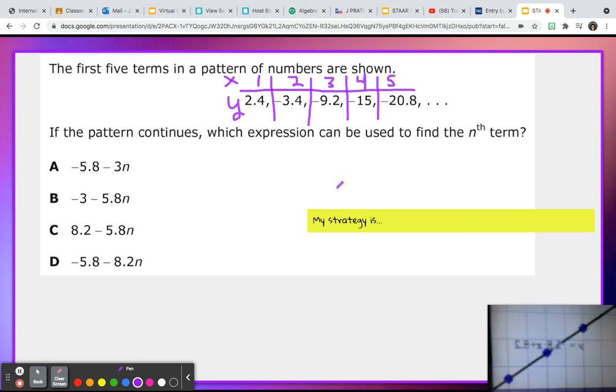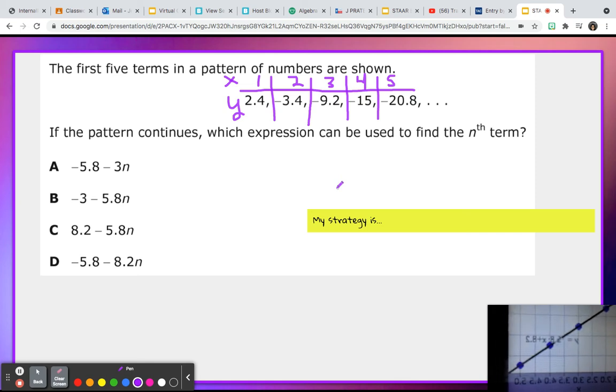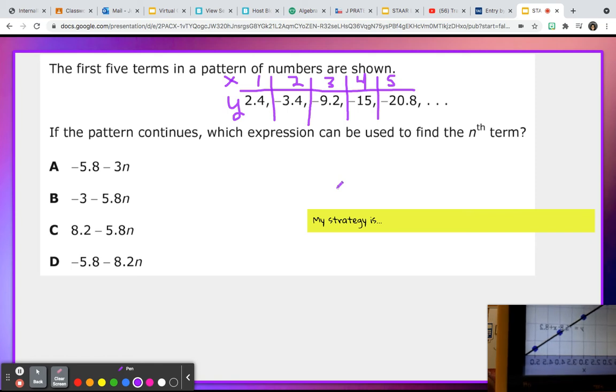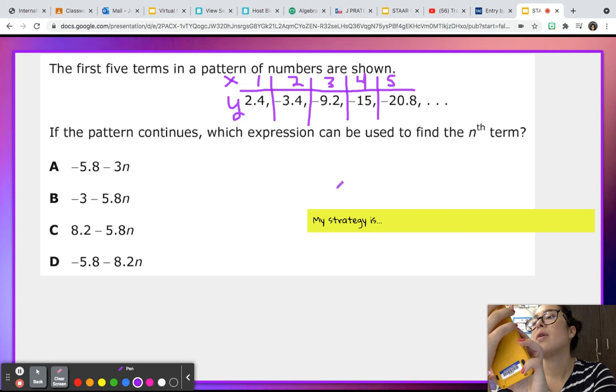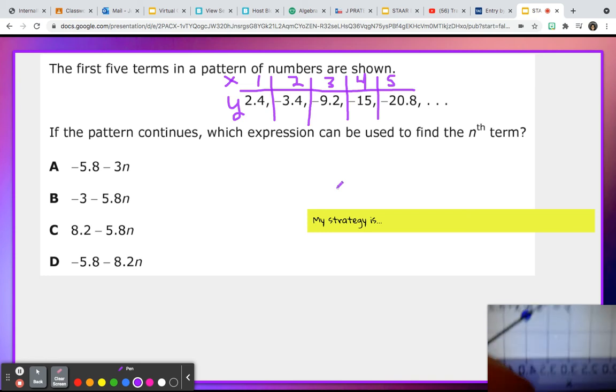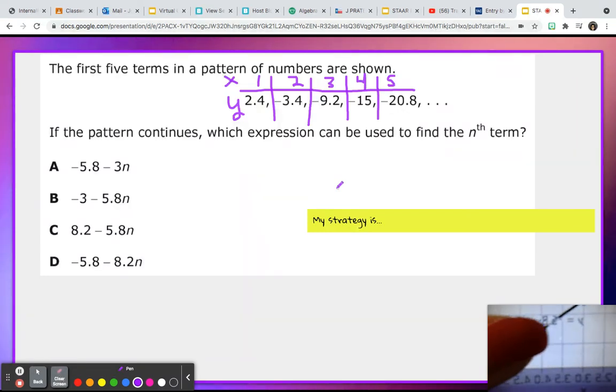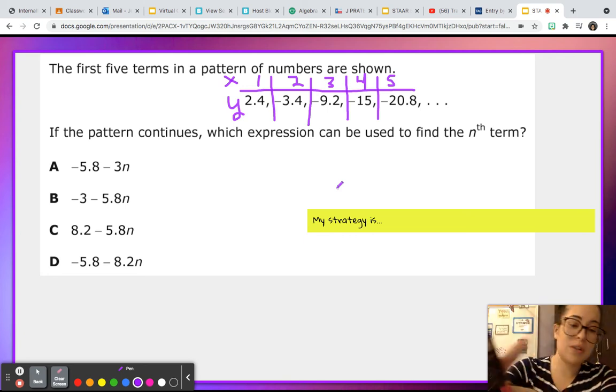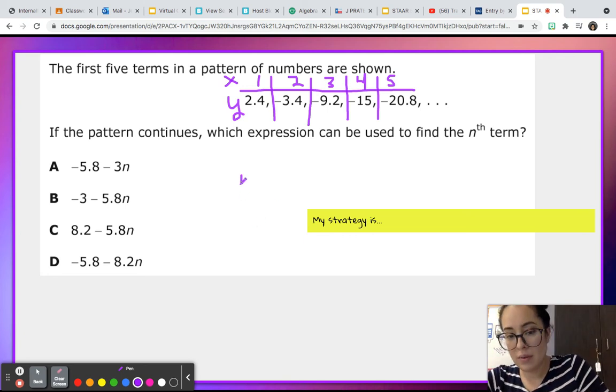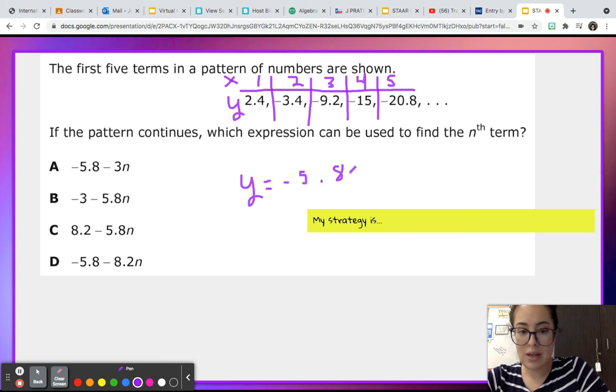Guys, see, it gives me the answer. Yay. Y is equal to 5.8x plus 8.2. So, oh wait, sorry. Negative, oops, I read it wrong. Negative 5.8x plus 8.2. Y is equal to negative 5.8x plus 8.2.